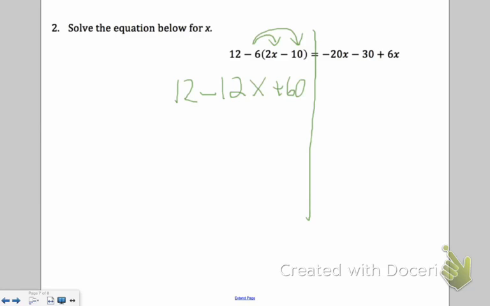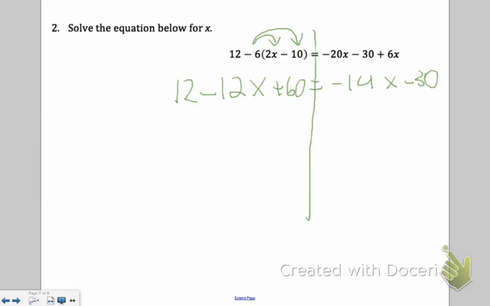So now that I've simplified the left-hand side, I'm going to go on ahead and see what I can simplify on the right. On the right-hand side, I don't have any parentheses, but I do see two like terms that I can combine. Negative 20x plus 6x gives us a negative 14x. And don't forget the minus 30. So remember, whatever sign is in front of that number stays with that number.